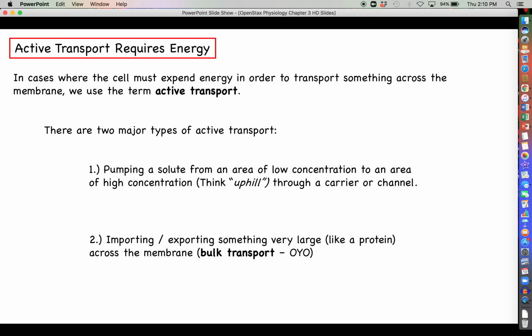Second, this is going to be part of your on-your-own work: importing or exporting something that is very, very large, something as big as a protein. As it turns out, using facilitated diffusion or even using channels or carriers at all is only going to be useful for small molecules. If you've got something really big, you're going to have to use one of your modes of bulk transport, exocytosis, endocytosis, or something similar. So we just call them all bulk transport. They do require energy, but we're not really going to get into it here.